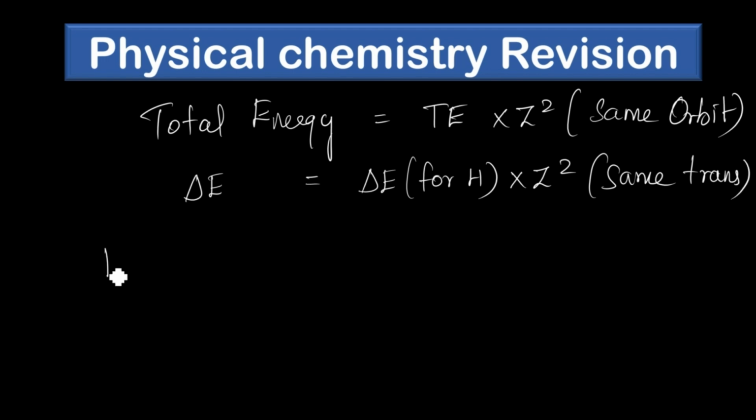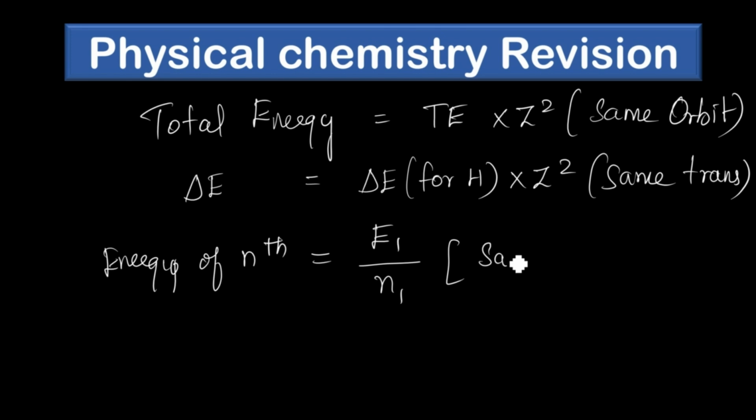Okay, so energy of nth orbit. Energy of nth orbit for hydrogen-like species, again, most of the questions you can expect like this. Hydrogen-like species only. E1 by n1 for same atom. Then they may ask you questions about ionization energy, which we have discussed in periodic properties, right? Then we are going to spectrum.